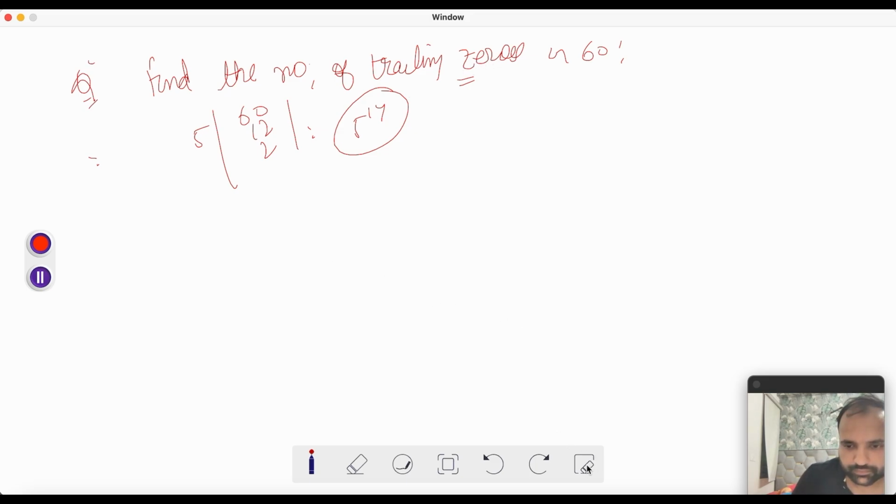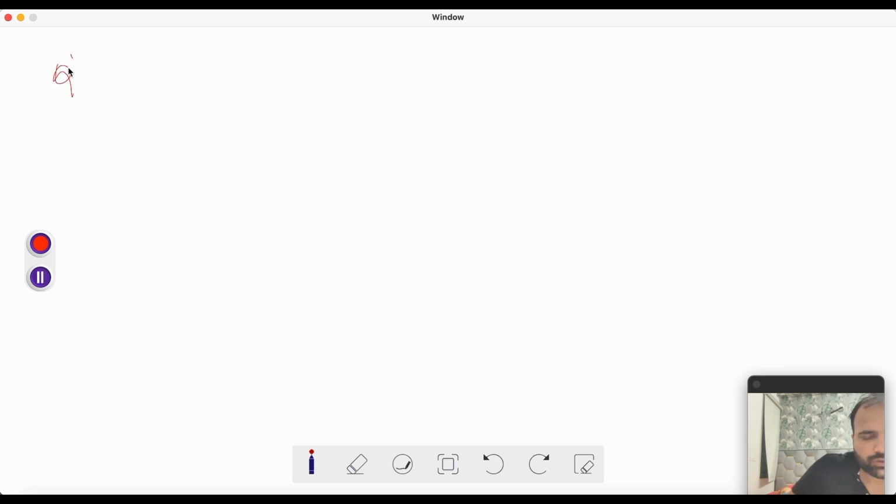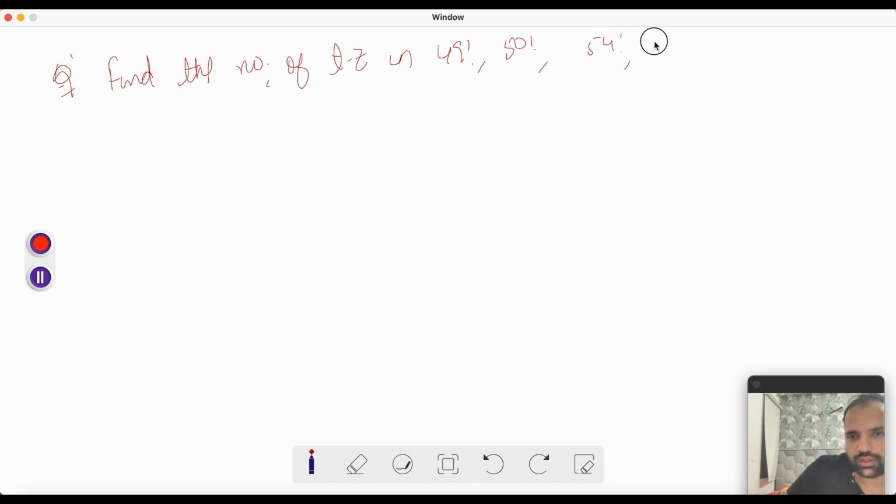So again, let's do it through a question. Find the number of trailing zeros in 49 factorial, 50 factorial, 54 factorial, 55 factorial, and then take 59 factorial and 60 factorial. The purpose behind it is that these are 3 sets; you can consider there's some purpose behind the numbers I've given. So how much do we have?